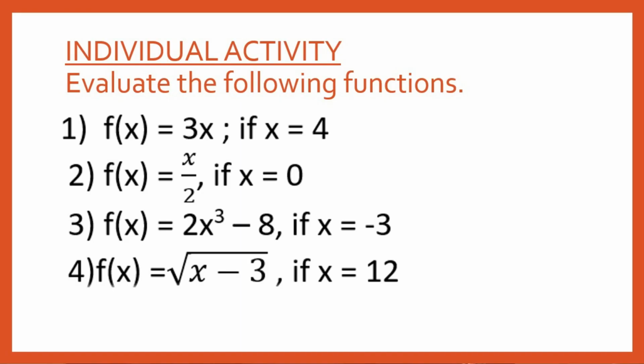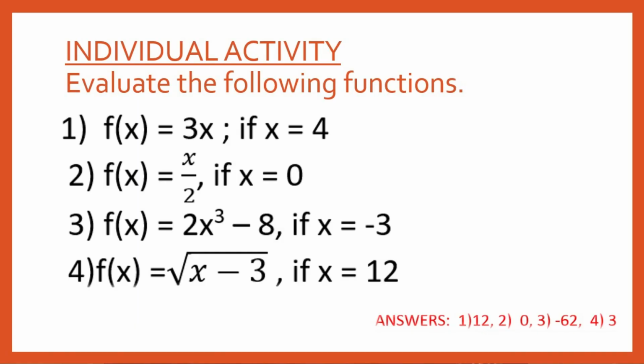Individual activity. Evaluate the following functions. Give yourself ample time to answer, pause the video, and click play when you're ready to check your answers. For number 1, f of x is equal to 3x when x is 4 makes the equation 3 times 4, which is 12. Number 2, f of x is equal to x over 2 if x is 0. Therefore, 0 over 2 or 0.